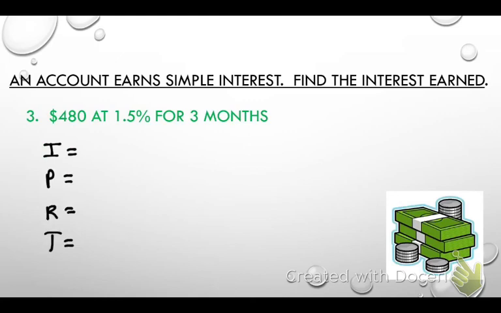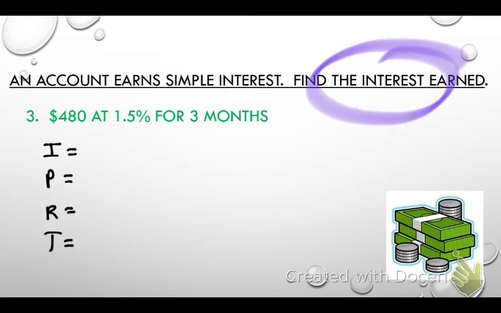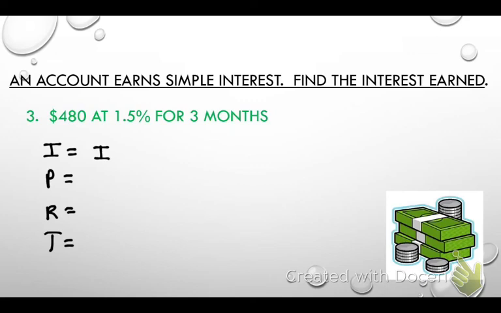Are we doing this together? All right, so let's just identify and make sure we know our I, P, R, and T. If you go up here, in the instructions it says find the interest. So do we know the I? Nope. Use those clues to help you know. Okay, I is just going to be left as an I because we don't know it yet.